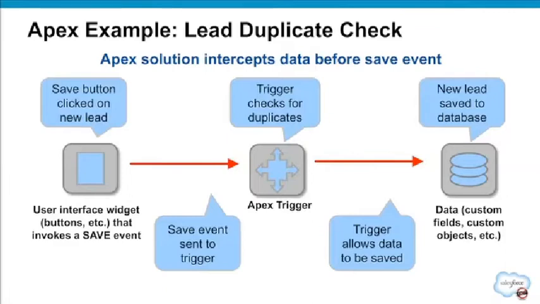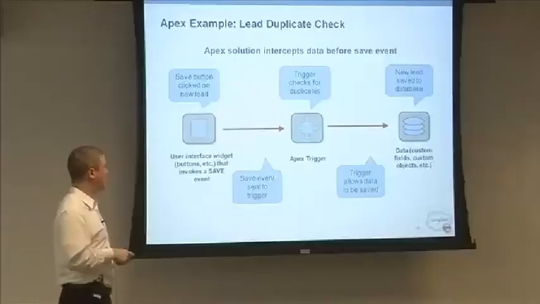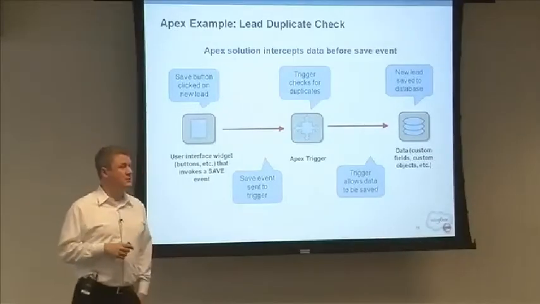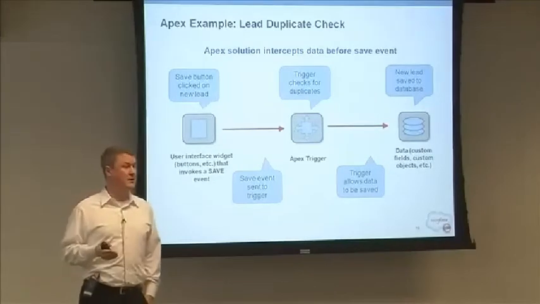They click on that Save button, which is going to write that record to the database. In our case, we've set up an Apex trigger associated with that event. And so we're going to execute that logic within that Apex trigger. What it's going to do is probably something like a database query.